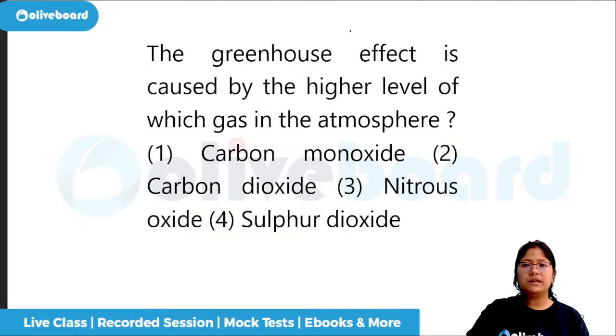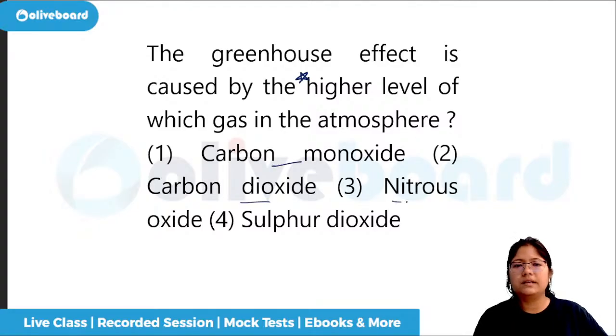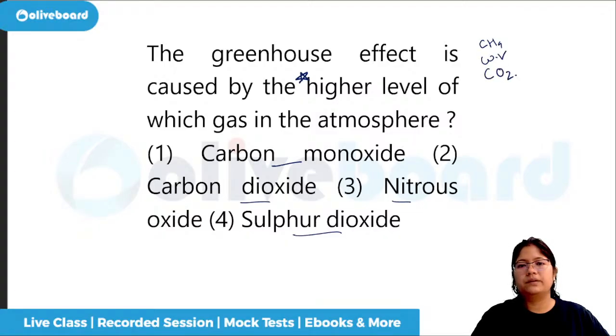Next question. The greenhouse effect is caused by higher level of which gas in the atmosphere? Carbon monoxide, carbon dioxide, nitrous oxide, or sulfur dioxide. Always we will give preference to whom? We will give preference to methane, to water vapor, and to carbon dioxide, right? So higher level of which one we will select? Carbon dioxide.